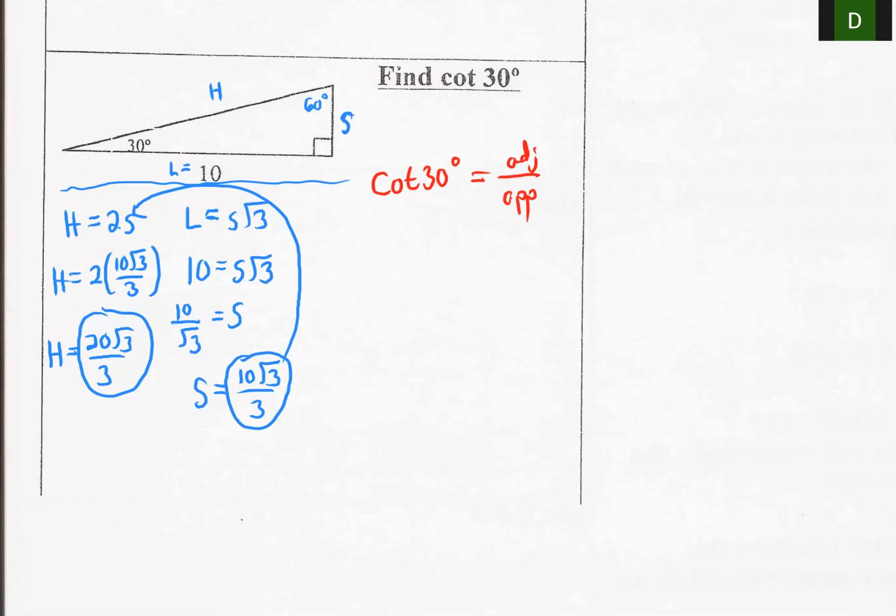So I'm focusing on 30 degrees. That's my reference angle. So we know the opposite side is 10 radical 3 over 3. We found that here. And then we know the adjacent side is 10. So I'd say cotangent 30 equals the adjacent side, which is 10, over the opposite side, which is 10 radical 3 over 3.